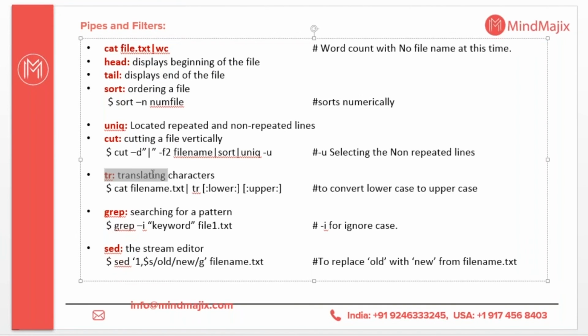tr is to translate characters from lower to upper and upper to lower. I'll give you one example here. I'm converting from lower to upper in this case. You can convert upper to lower also, just reverse it and it will work. This is the data I'm giving. It converted to upper. You can see the actual data here; if you don't convert, this is the data. See, we're able to convert.